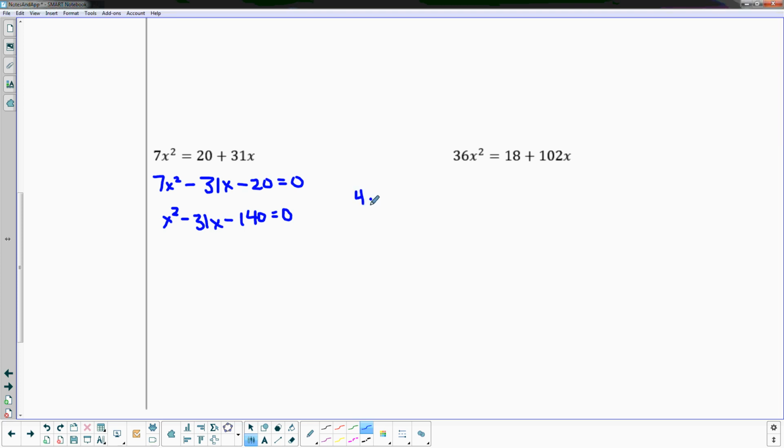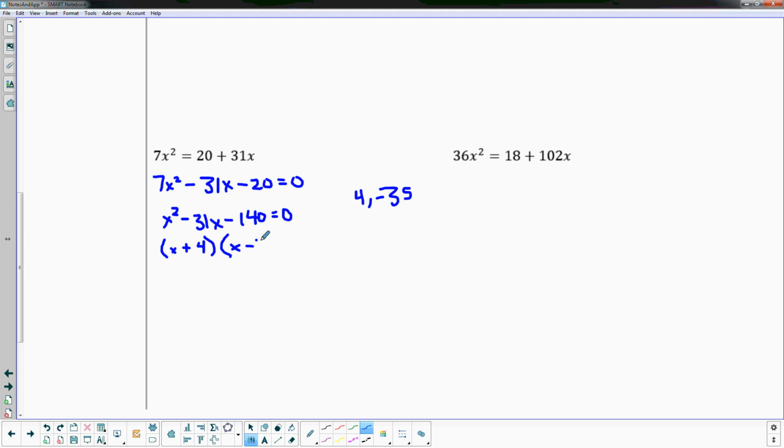Okay. The key is that I was told that it is a negative 140. Obviously, using a calculator, it doesn't make a whole lot of sense to type in a negative every time. But I do know that one of these has to be negative. In order to get a negative 31, that means my 35 has to be negative. That gets us to our two factors: x plus 4 and x minus 35.